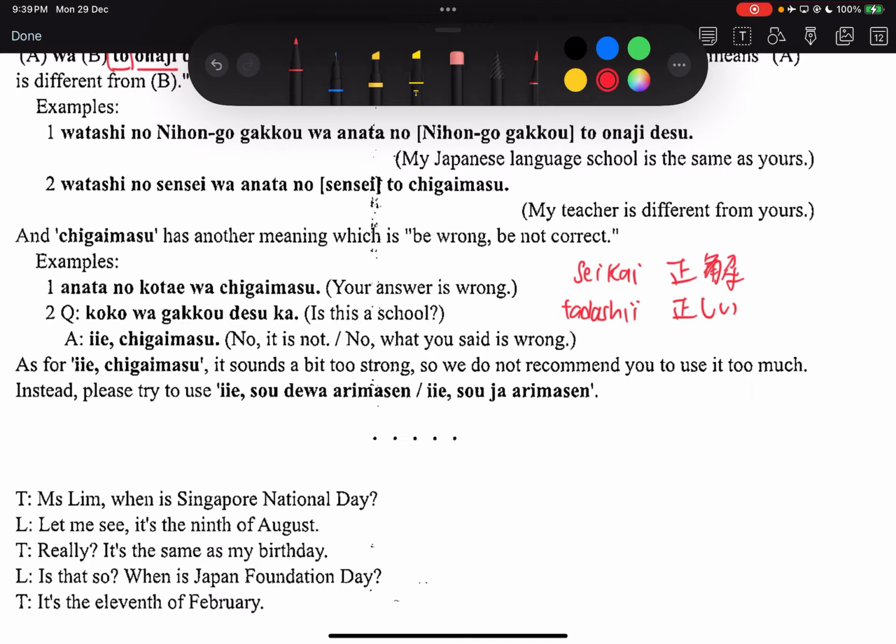Remember? E adjective negative, just remove the last E, change it to くない, so 正しくない. Right, so that means you're not correct. So this is a lighter way to reject a Japanese person or say the person is wrong, rather than 違います.